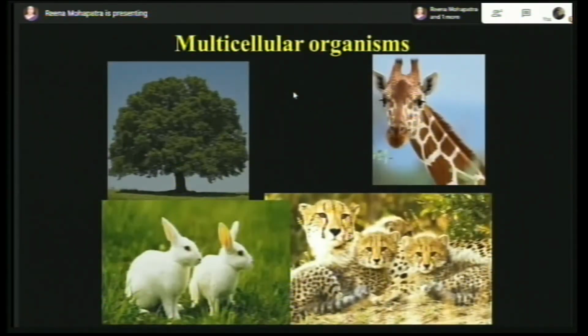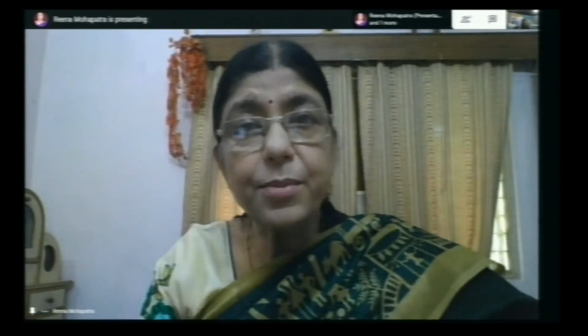Multicellular organisms, naturally, multi means many, so they are made up of more than one cell. Starting from plants, from algae to flowering plants, and starting from a very small animal up to human beings, all are made up of cells. And naturally, depending on the size of the organism, the number of cells per organism varies. But very curiously, the type of cells in these organisms is more or less the same.